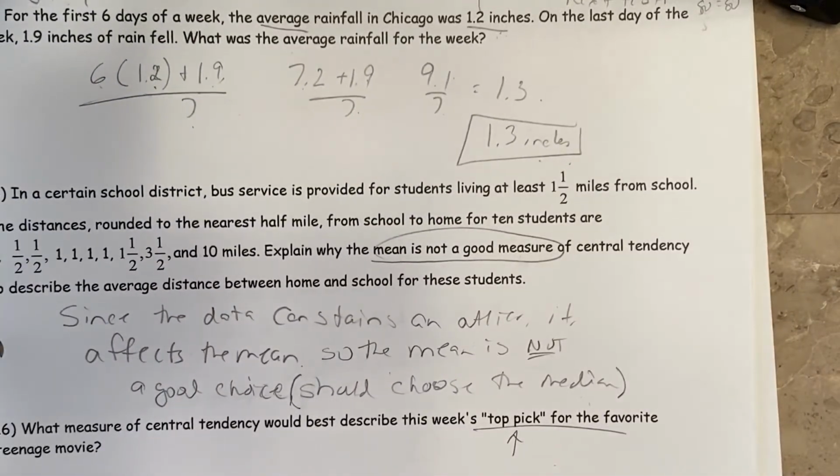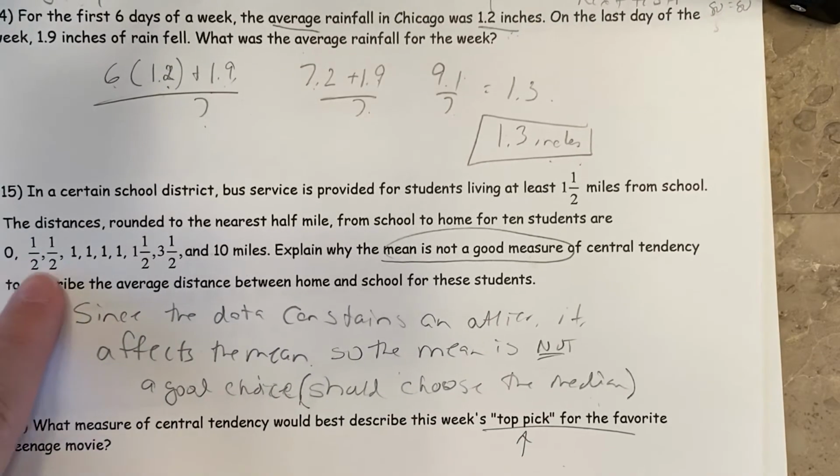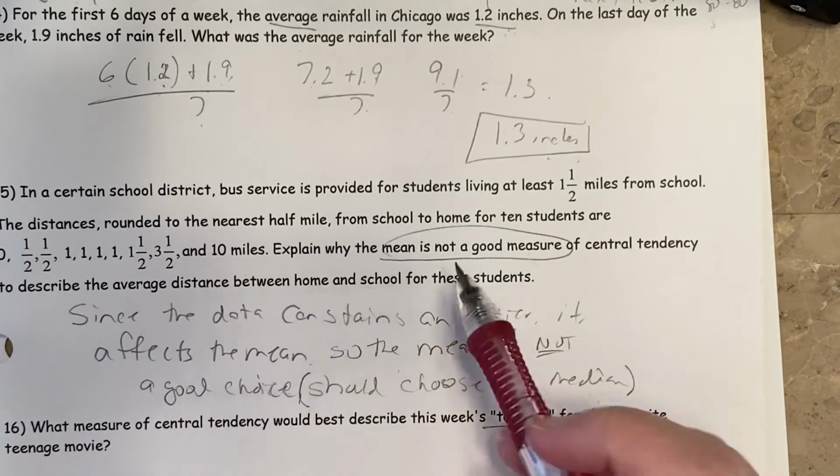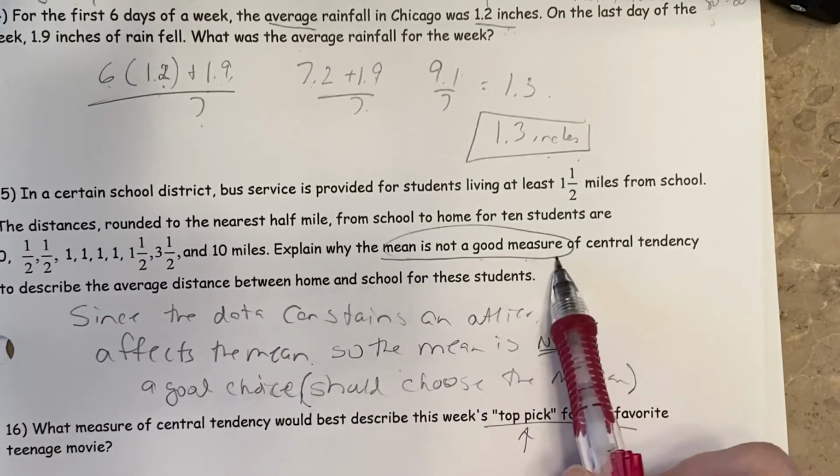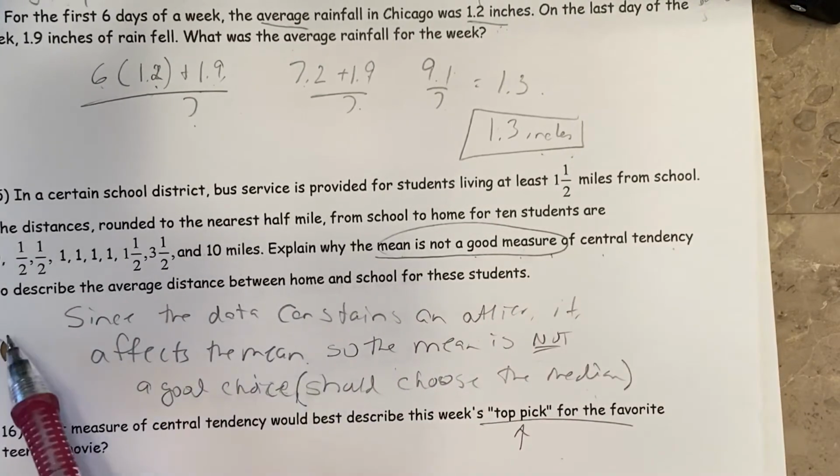15. A certain school district provides bus service for students living at least 1.5 miles from school. The distances, rounded to the nearest half mile, are as follows. Explain why the mean is not a good measure of central tendency to describe the average.